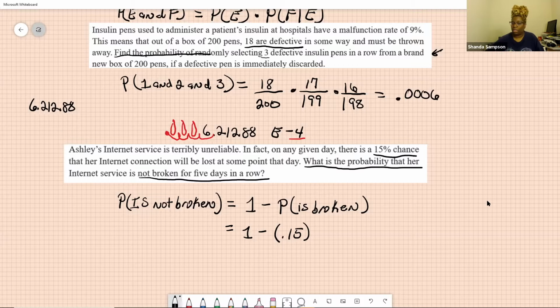Why aren't we finished? Because this is the probability that it is broken 1 day, all right? We're not talking about 1 day. We're talking about how many days. They want to know the probability that it's not broken 5 days in a row. How are we going to indicate those 5 days in a row? That's what we need to figure out. How are we going to indicate 5 days in a row that this internet service is not broken?